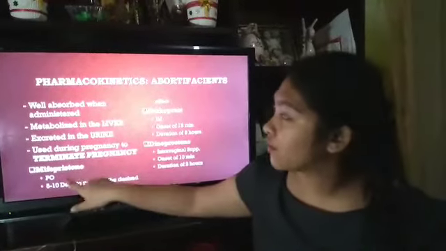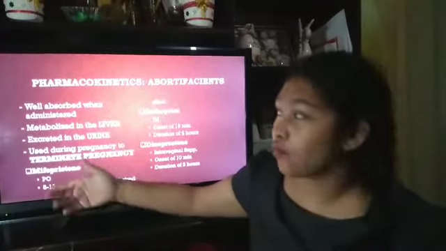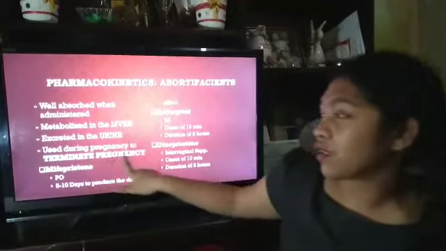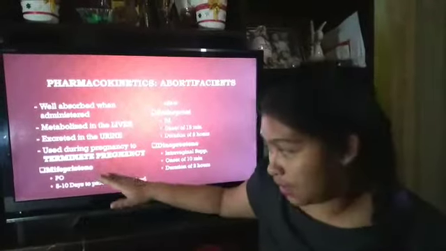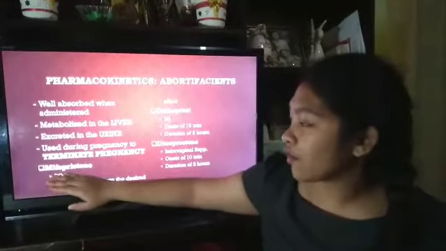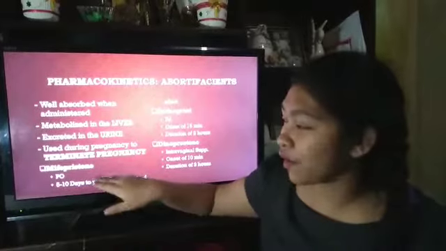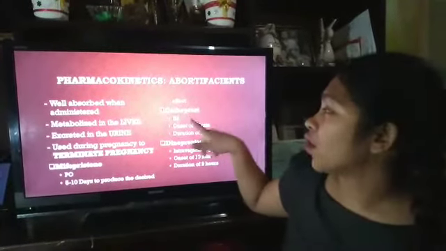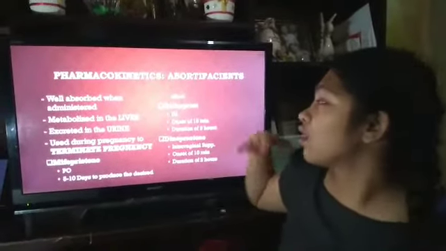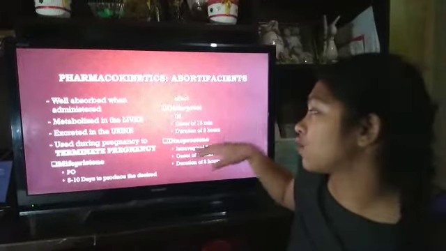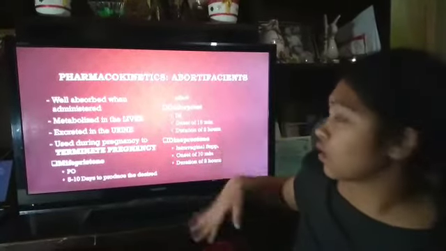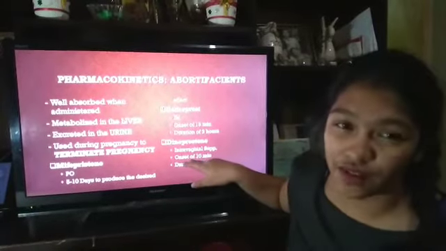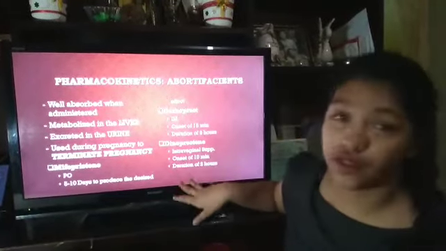Pharmacokinetics of abortifacients: well absorbed when administered, metabolized in the liver, excreted in the urine, used during pregnancy to terminate pregnancy. That's ironic. Mifepristone, orally, takes 5 to 10 days to produce the desired effect. Carboprost, intramuscular, onset is 15 minutes and duration is 2 hours. Dinoprostone, an intravaginal suppository, has an onset of 10 minutes and duration of 2 hours.